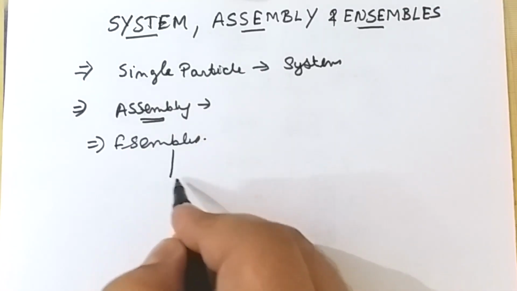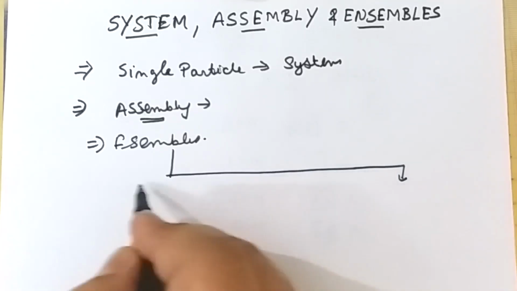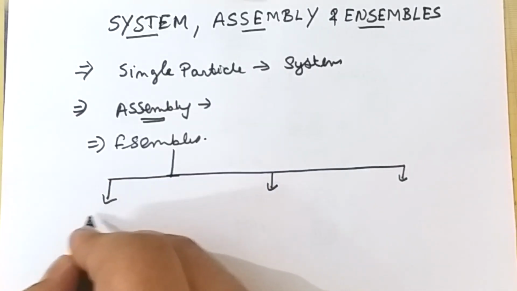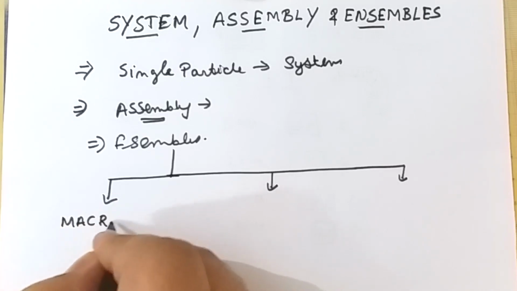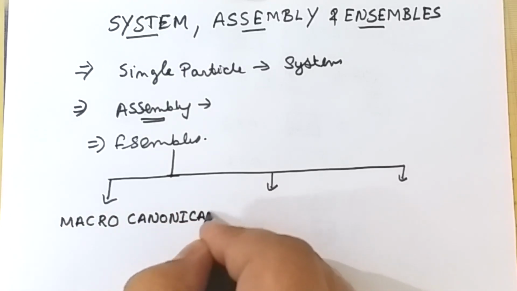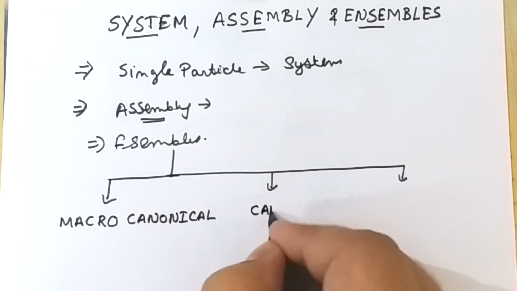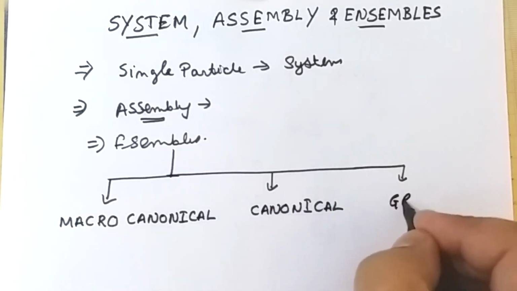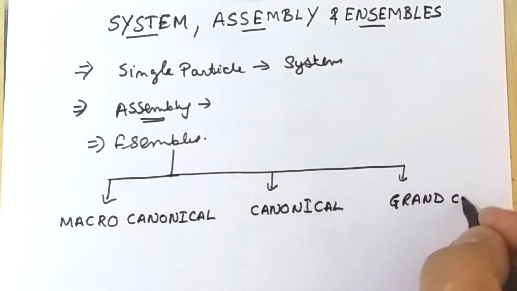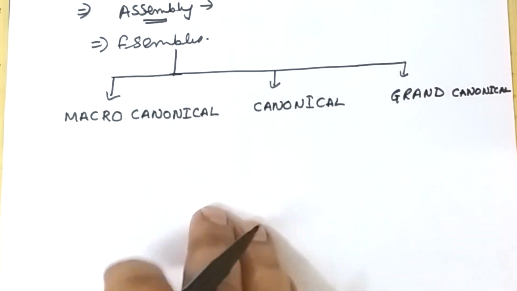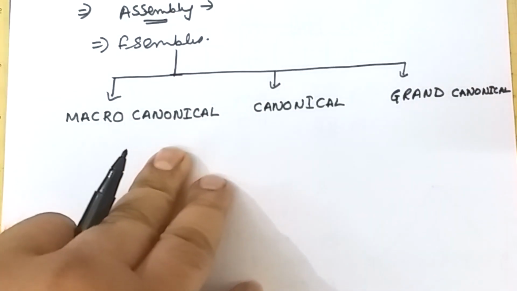These ensembles are further classified into three important categories. The first is the macrocanonical ensemble, then we have the canonical ensemble, and then the grand canonical ensemble.